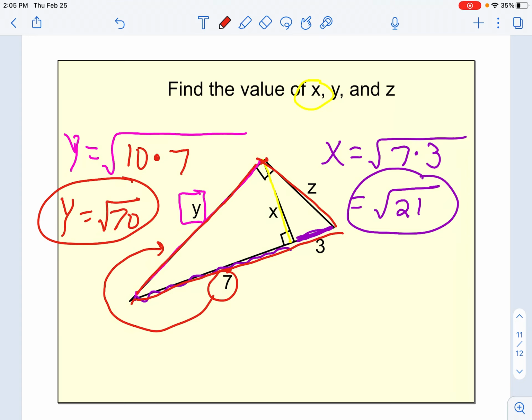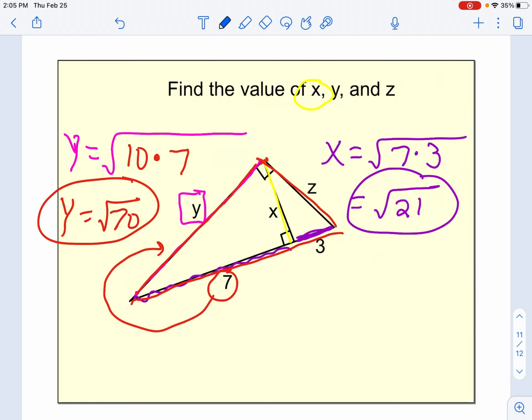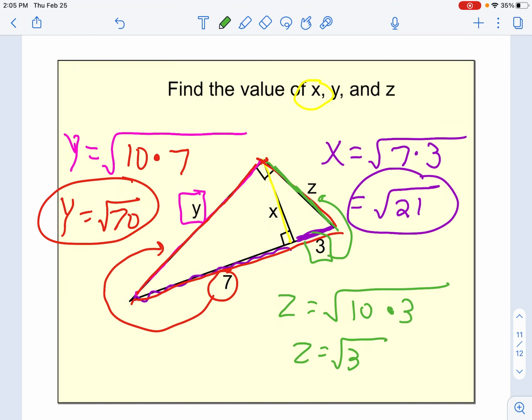And again, we could use the same thing for the other leg, Z. So Z right here, this leg, is the geometric mean of the hypotenuse, 10, times the portion of the hypotenuse next to that leg, which would be 3. So we get Z is equal to the square root of 30. All right? So I'm going to go back just really quick to this Y.